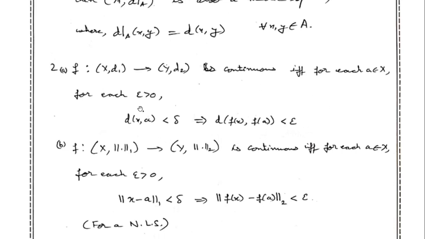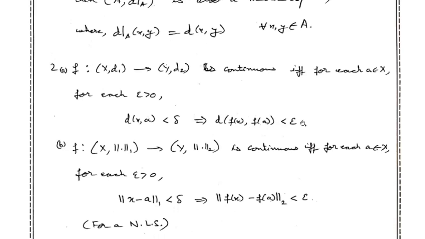I have simply quoted here the definition from metric spaces. If you face any difficulty remembering this definition, recall the definition of continuity of real functions. A mapping f from R to R is continuous if and only if for each a belonging to R there exists delta greater than 0 such that mod of x minus a is less than delta. What is mod x minus a? It is the distance of x and a. And then this implies mod of f(x) minus f(a) is less than epsilon.